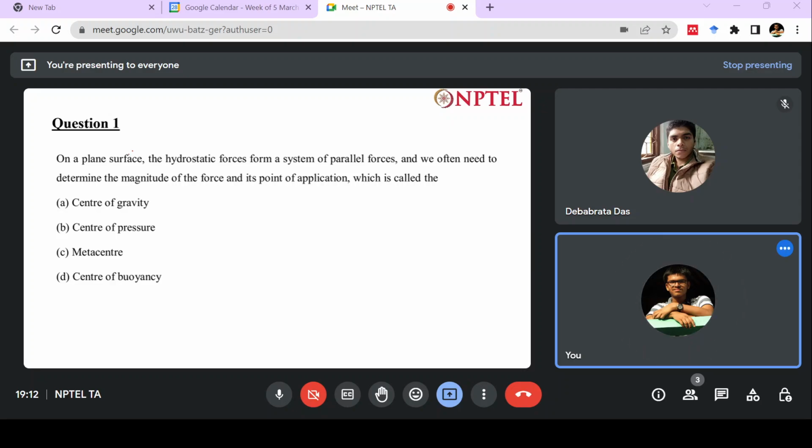So let's see what question number one is. Question number one states that on a plane surface the hydrostatic forces form a system of parallel forces. We often need to determine the magnitude of the force and its point of application. So it is asking what the point of application is called.